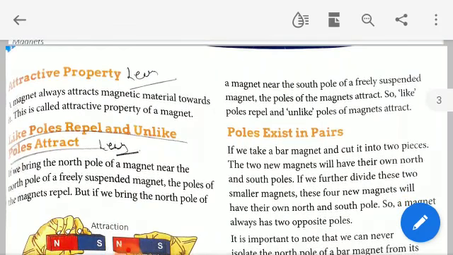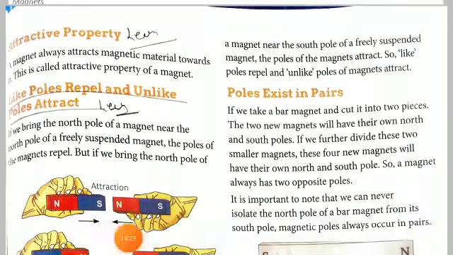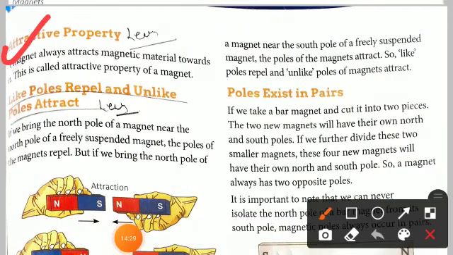Now we will come to the attractive property of a magnet. Here you can see it is written: a magnet always attracts magnetic material toward it. This is called the attractive property of a magnet. So a magnet attracting materials towards it is known as the attractive property of a magnet. I hope you understand.